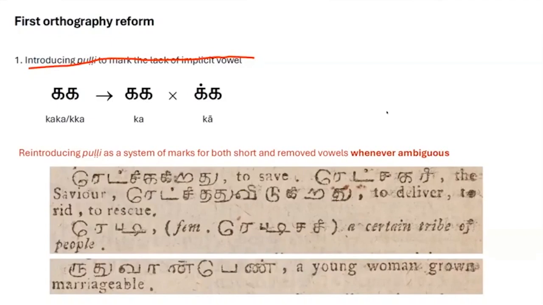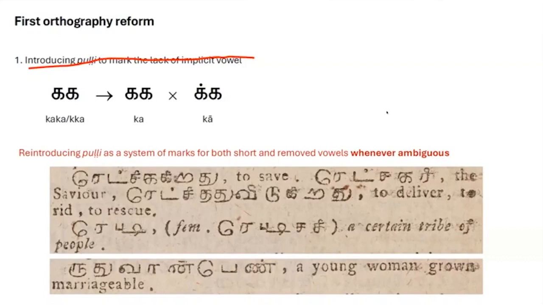What he did, he referred to a historical grammar of Tamil Nadu, where there's a system of marks called puli, which not only includes the dot to remove a vowel, but also there is sort of a macron-like sign, which you can see here, that is to denote the short vowel. And typically, they are only to be used where it's ambiguous what the word could be, right?